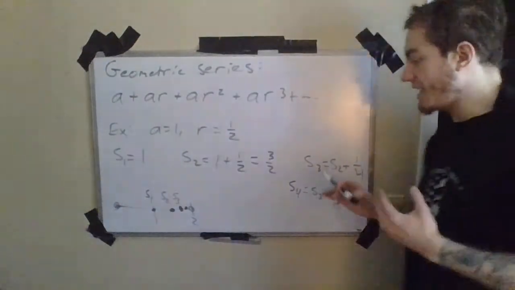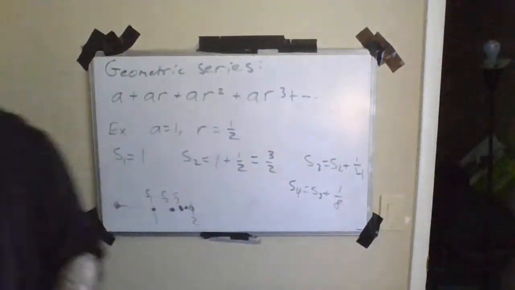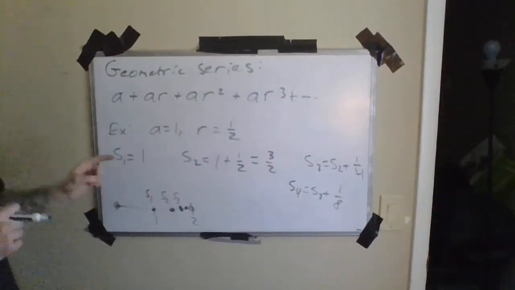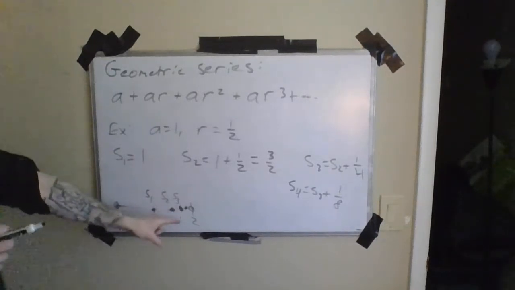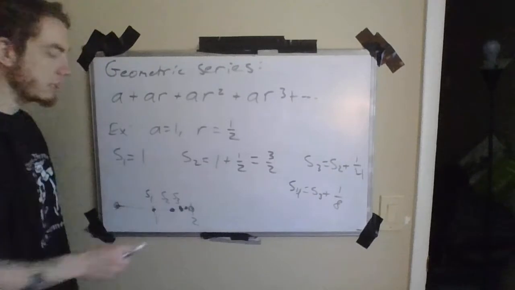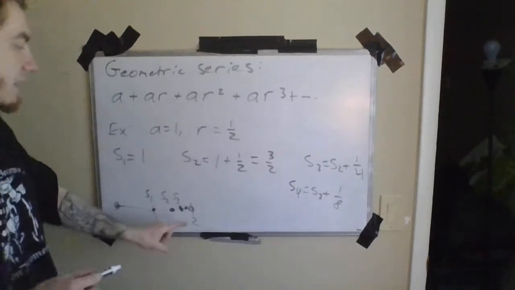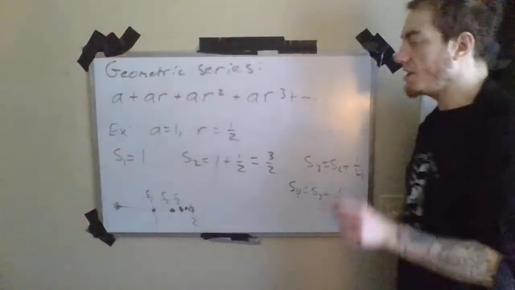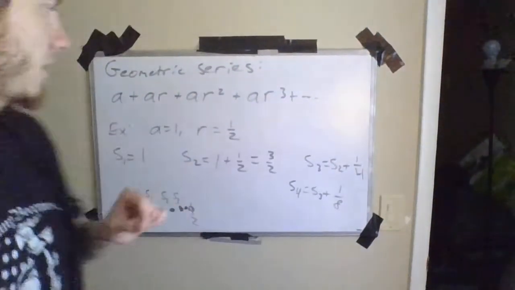And then what happens at S5? Well, once again, we end up adding half of the distance between S4 and 2. And so what we end up with is a sequence of partial sums that is getting closer and closer to the number 2, but never quite reaching it.